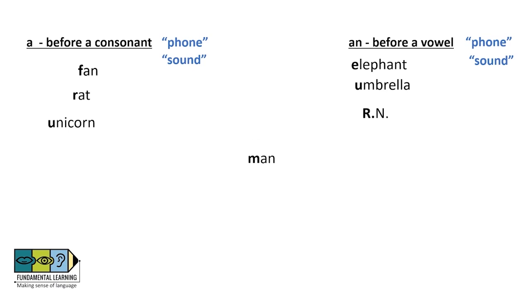Man. I'm going to feel what's happening with that. That's definitely a consonant sound, so a man. That's a vowel phone or a vowel sound, octopus. F, that's a vowel sound coming out for F. So an F M system.